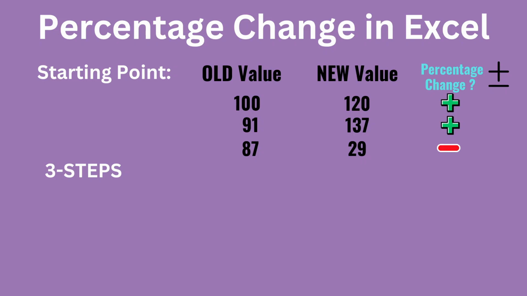So I have taken the first three values here, and whatever formula we write in our Excel cell should cope for the positive and negative percentage changes. If the final value is greater than the initial value, the percentage change is positive, and if the new value is less than the old value, the percentage change is negative. And our formula must be able to cope for any situation.